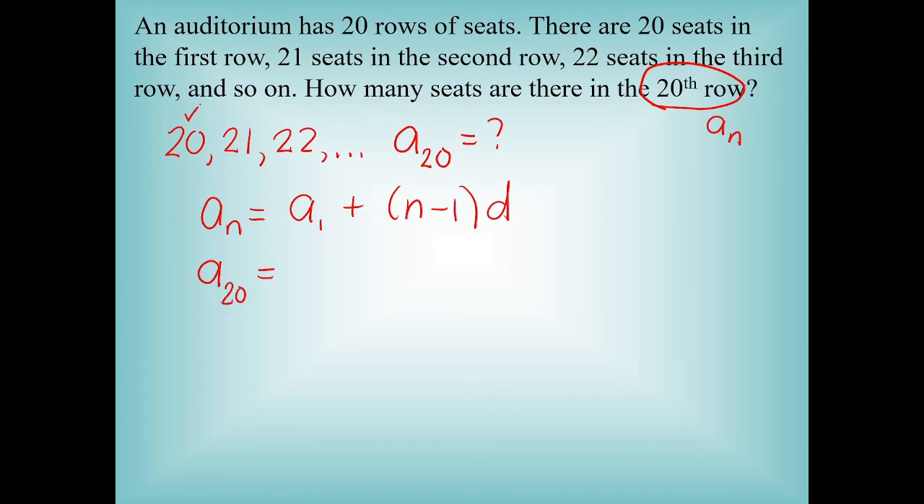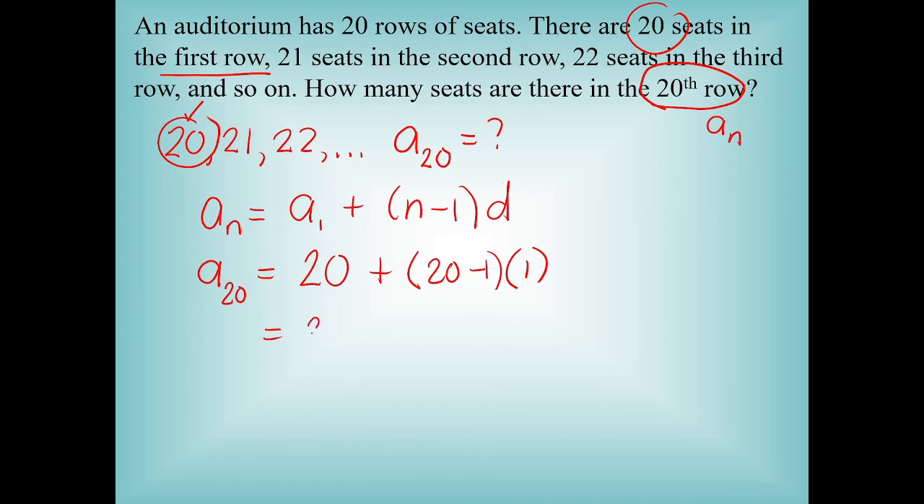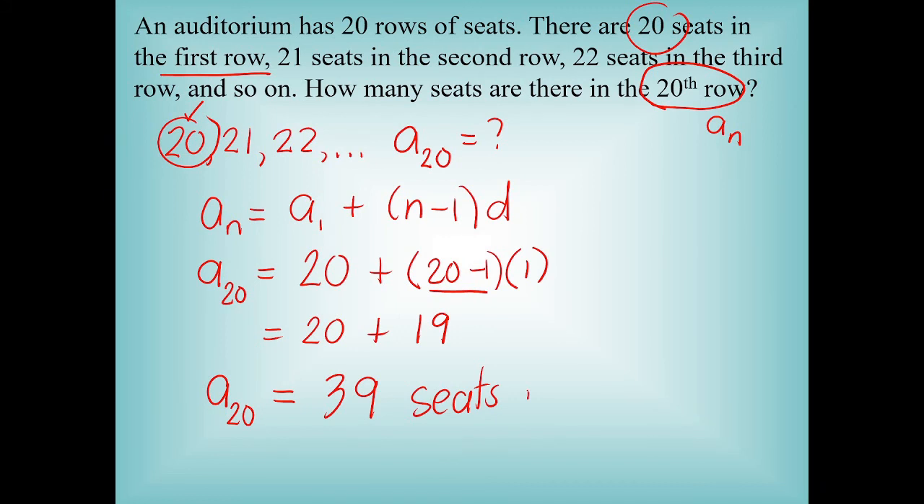The first term is 20. Over here, obviously, it's the first row. 20 plus 20 minus 1 times the common difference is how much? 1. Because I added 1 to get the next number. So 20 plus this is 19 times 1. That's still 19. So what is the 20th row? How many seats are there? There are 39 seats in the 20th row. Okay, that answers the problem.